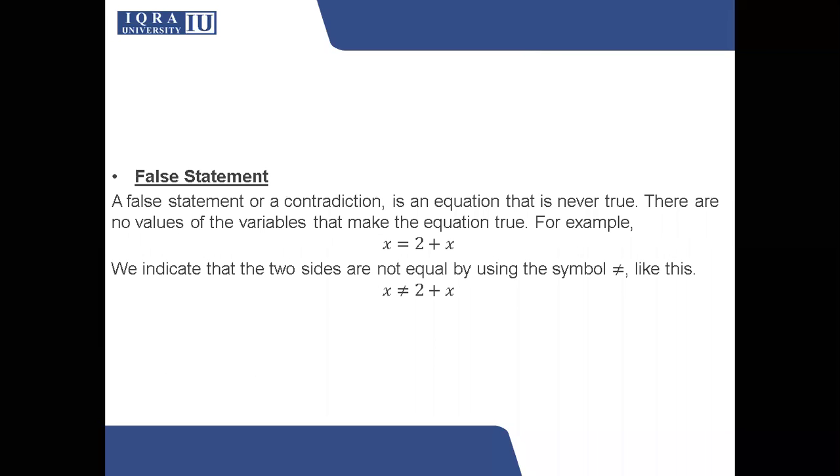And the next up is a false statement, where basically there is no solution to the equation. A false statement or a contradiction is an equation that is never true. There are no values of the variables that make the equation true. For example, if this is the equation, there are no values that, if you put into this, then the equation is true. If you put 1, then 1 equals 2 plus 1, 1 equals 3, and 1 is not equal to 3, right? So this is a false statement.